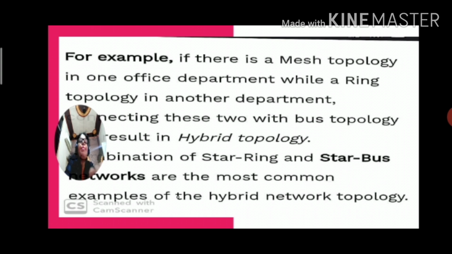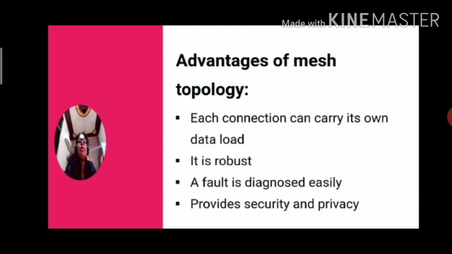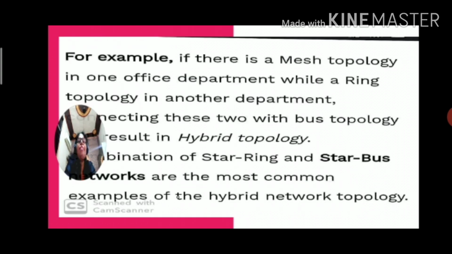Now we will study about mesh topology. In mesh topology, what happens? You can understand it like this. In this, computers are interconnected. Interconnected means one computer is connected to many computers. It means one computer can share data with many computers. So this is how this topology is formed.